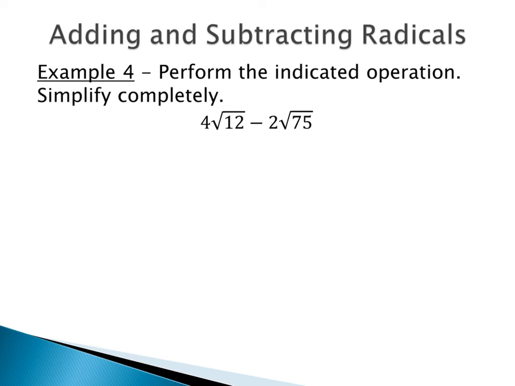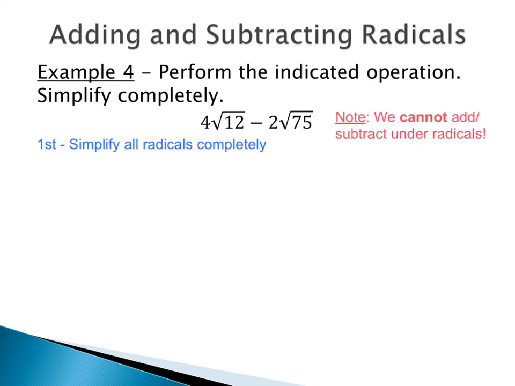Finally, we just want to walk through an example of adding and subtracting radicals. So the steps are the same no matter if you're adding or subtracting. Your first step here is that you need to simplify the radical first. Think of adding and subtracting radicals as combining like terms. We cannot add or subtract under a radical. We need to have like radicals in order to add or subtract, which means we need to simplify first.